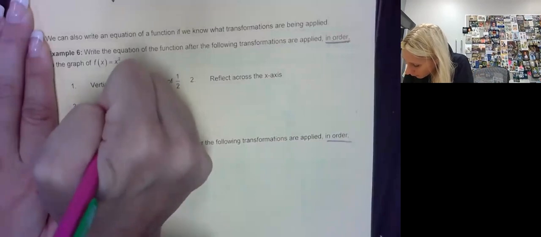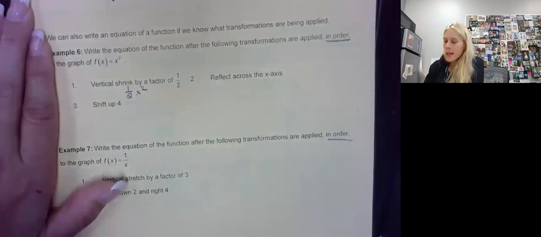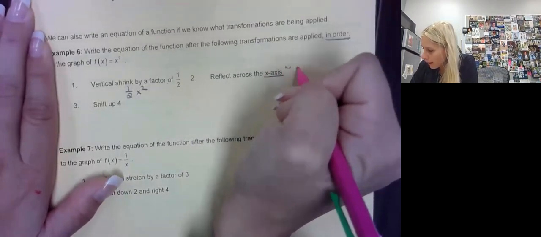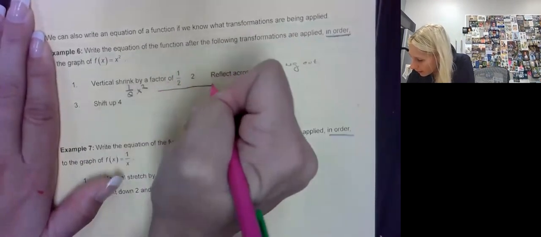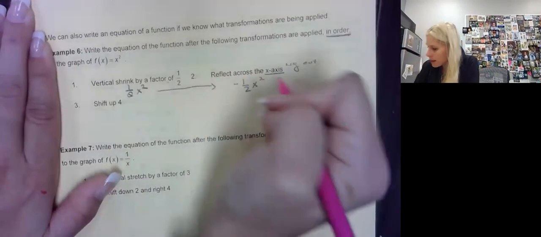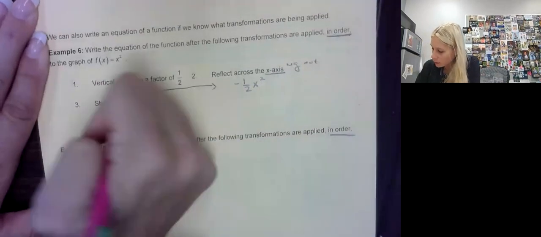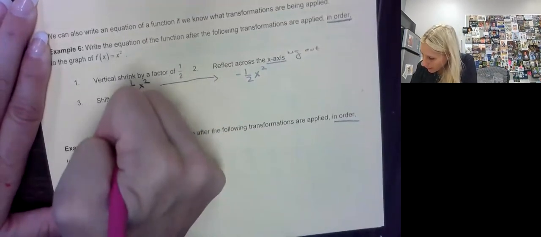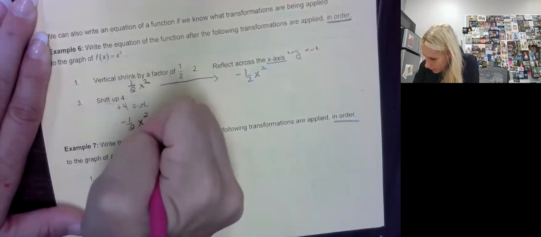So right away, this is what I would have. 1/2 x squared. That is on the outside. Okay, now reflecting over the x-axis, that's a negative on the outside. So if I took that, then I would have a negative 1/2 x squared, and then shift up 4. Up means we're going to add 4 to the outside because it's up. So our final answer is negative 1/2 x squared plus 4.